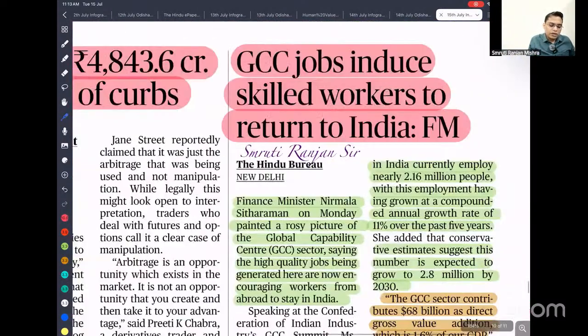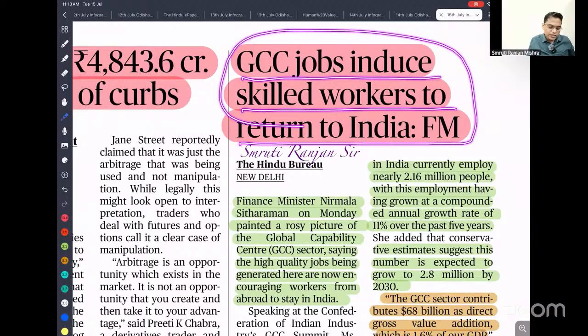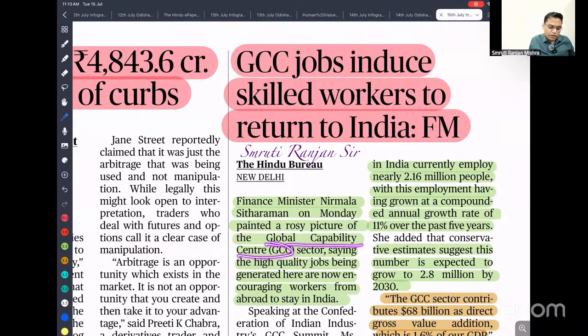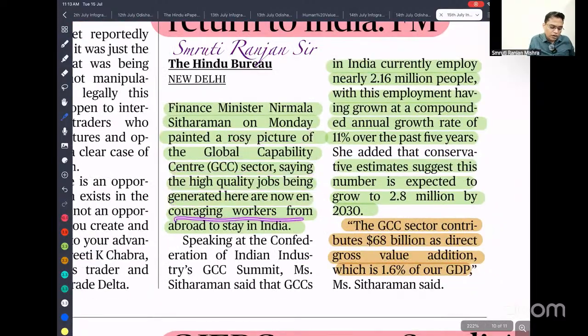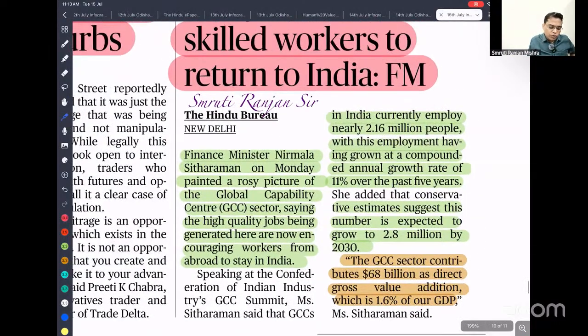So next, GCC jobs induce skilled workers to return to India. What is the GCC? Global Capability Centre. The Ministry of External Affairs recently gave a rosy picture, that means a very good picture, of the global capability centre sector, saying that high quality jobs are being generated here and now encouraging workers from abroad to stay in India. So if you are talking about how we can attract NRIs, how we can attract talented people from all over the world to India, you can talk about global capability centres. The government has established global capability centres so that we can attract people.